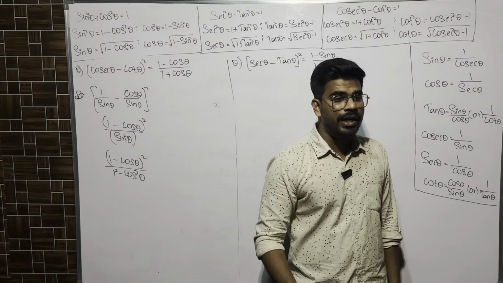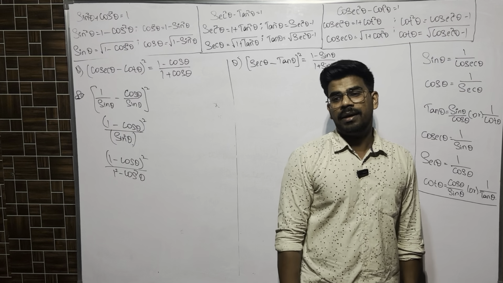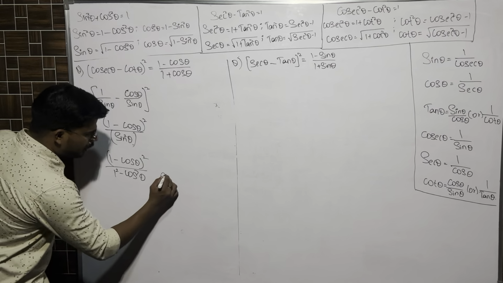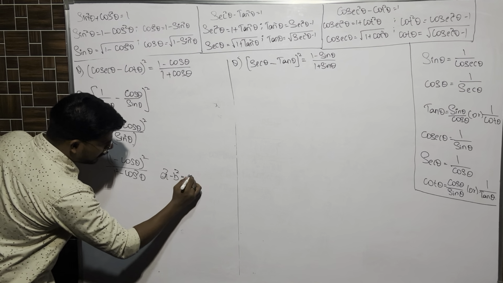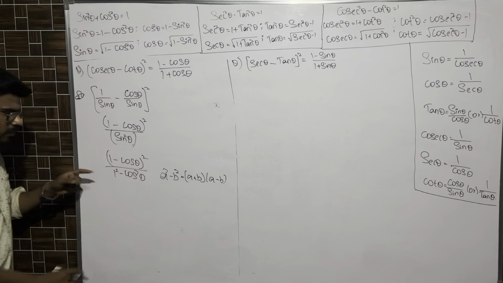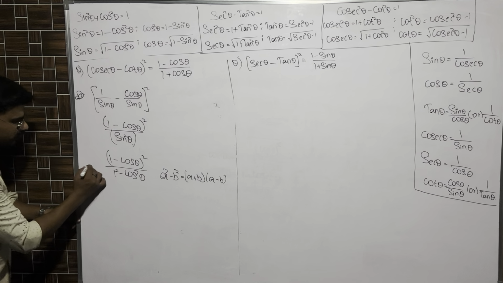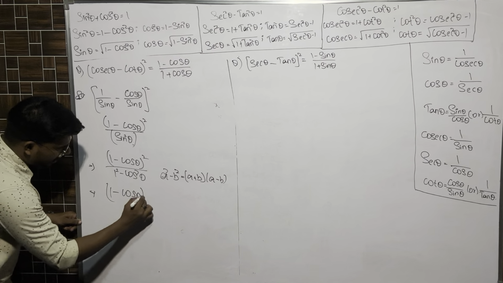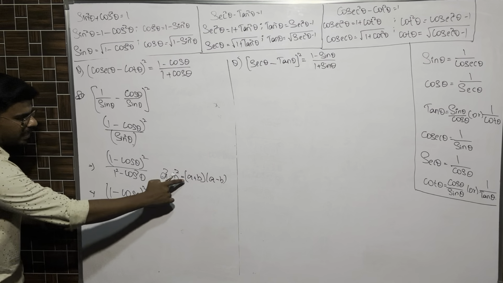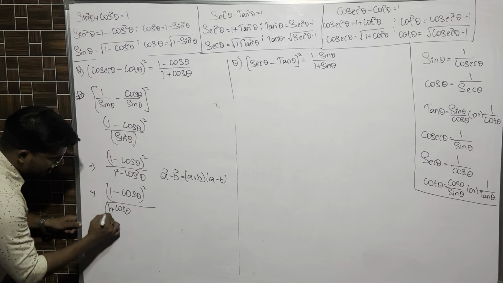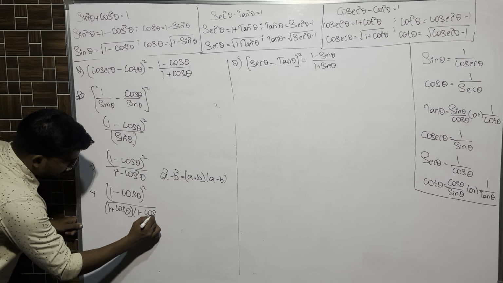So that it is converted into the form of a square minus b square, which is nothing but a plus b into a minus b. So a is 1, b is cos theta. Numerator is the same, 1 minus cos theta whole square, divided by 1 plus cos theta into 1 minus cos theta.